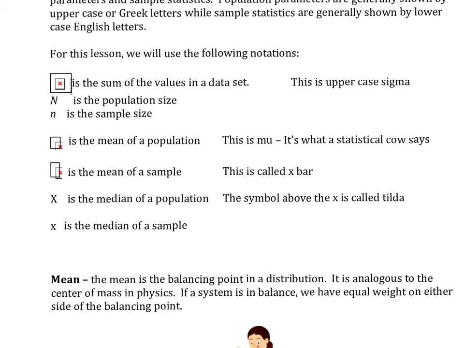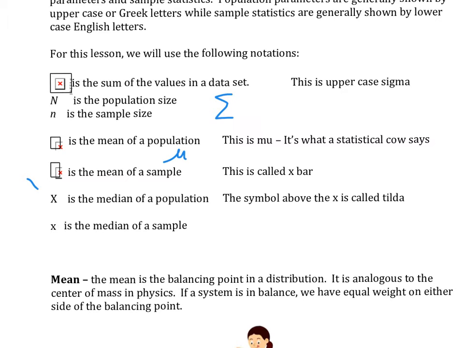So this top symbol here that represents the sum of the values in a data set is the Greek letter sigma, capital. You've got an uppercase N for population size and a lowercase n for sample size. That's the number of data points in the data set. Mu, I draw it this way, it looks like a little U. That's the Greek letter mu. That represents the mean of a population.